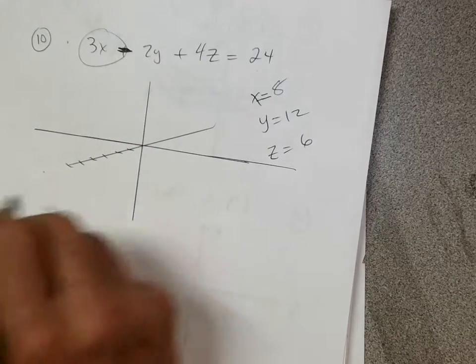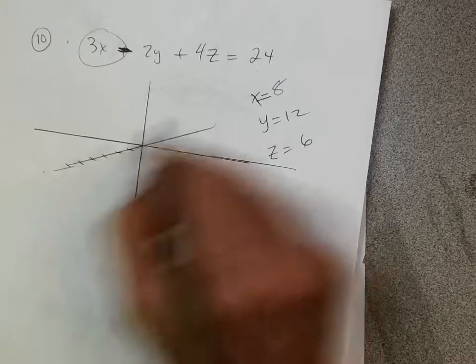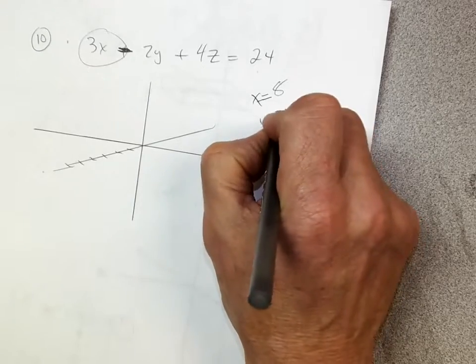Mr. Davies, would y be minus 12 since it's minus 2y? Told you I wasn't going to make any more mistakes. Stop it.